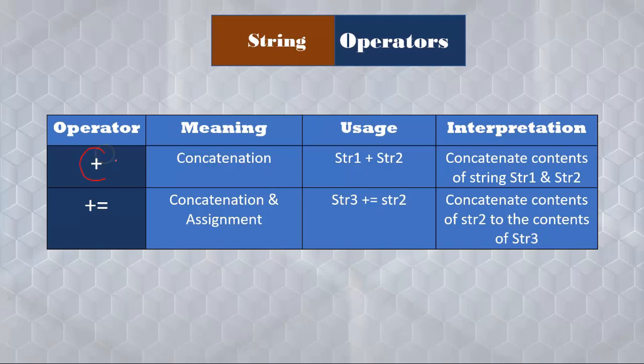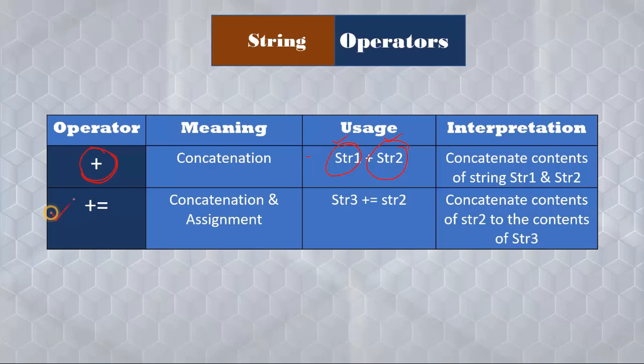First one is this plus. This is different from the arithmetic addition operator. The arithmetic addition operator performs addition of two operands, provided those two operands are numbers, whether floats or integers. But if this operator is used between two strings, it concatenates those two strings. That is, it adds the contents of string 2 at the end of string 1. And then we can assign this value to some expression or we can print it. So it is an overloaded operator that performs two operations. In case of numbers, it performs arithmetic addition, and in case of strings, it performs concatenation.